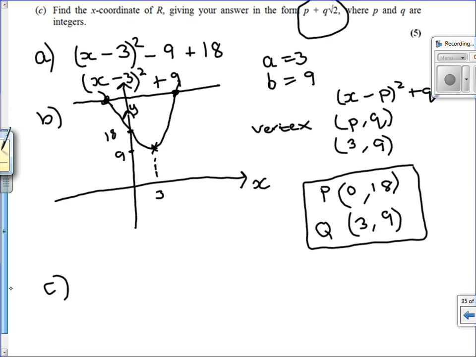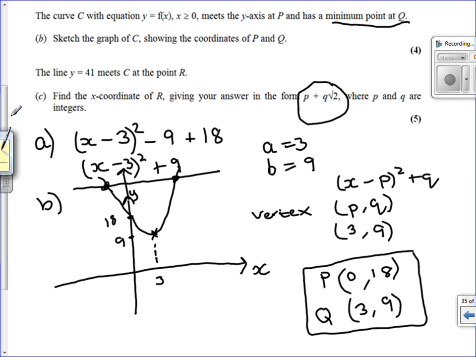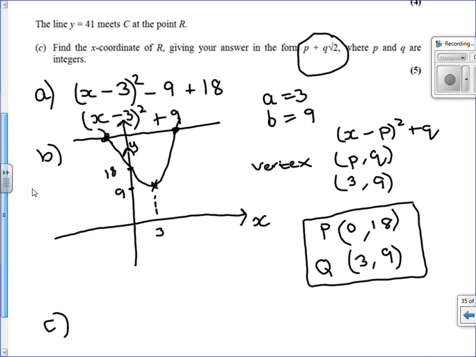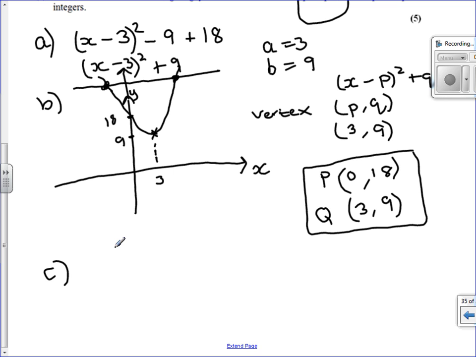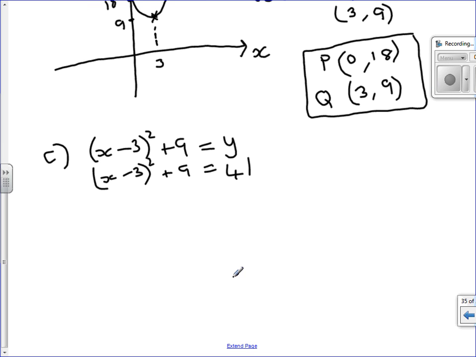So we know that y is 41. So we've already written our equation by completing the square. So we've written it in this form, x minus 3 all squared plus 9, and that's equal to y. But we want where that y coordinate is 41. So if we put it equal to 41, when y is 41, we want to find out our x coordinate. So we just need to rearrange and solve for x.